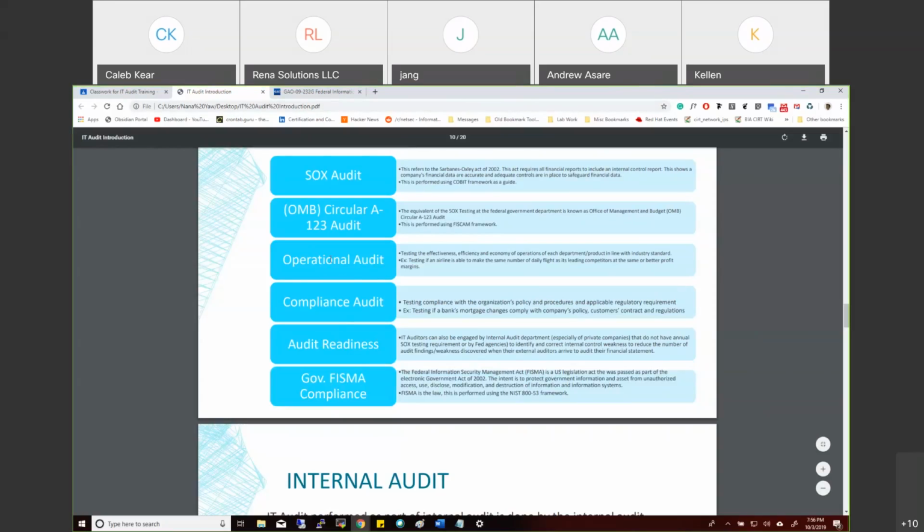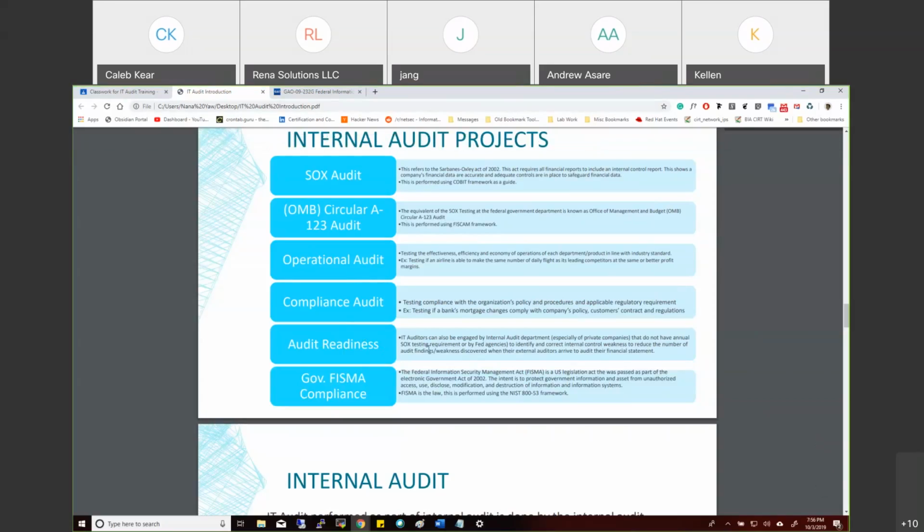All right. So we're talking about audit readiness. Think of this as internal audit getting ready for external audit. That internal audit is doing a pre-testing before the external auditors come to test. The objective of doing an audit readiness is to identify and correct any weaknesses in the IT environment before the external auditors come to do their financial statement audit.